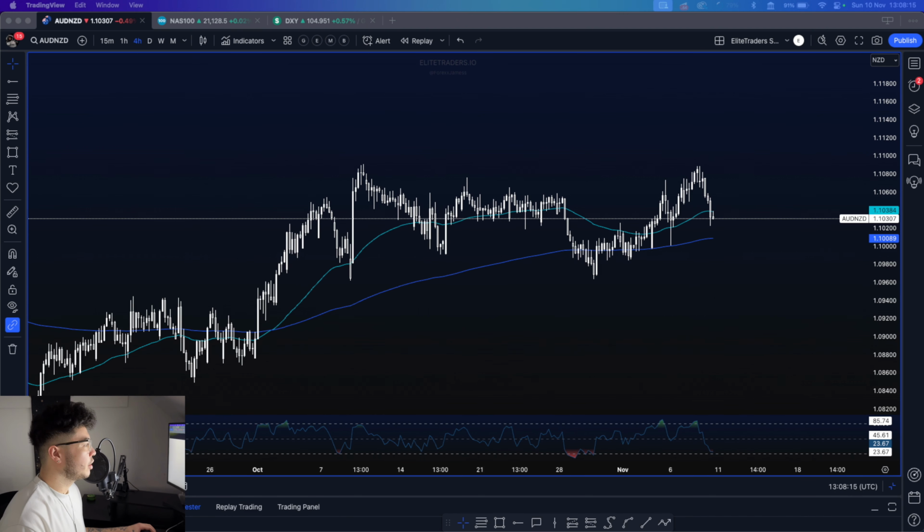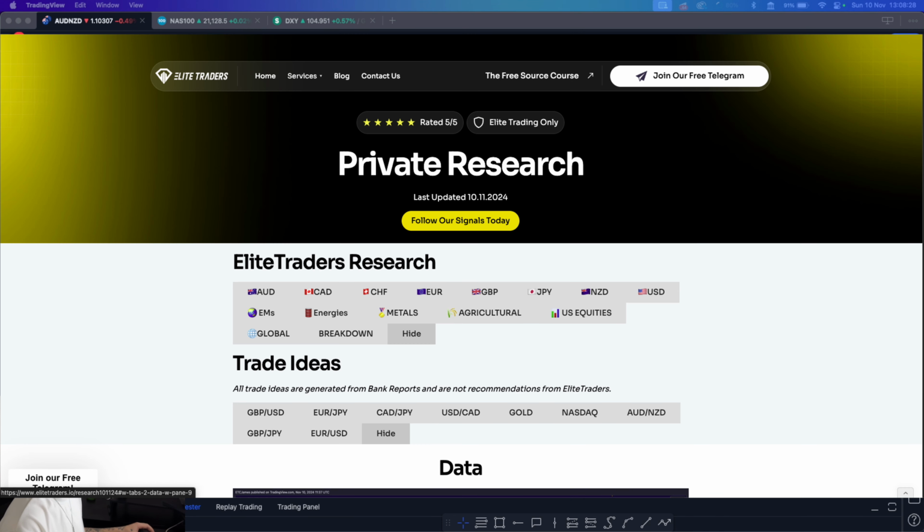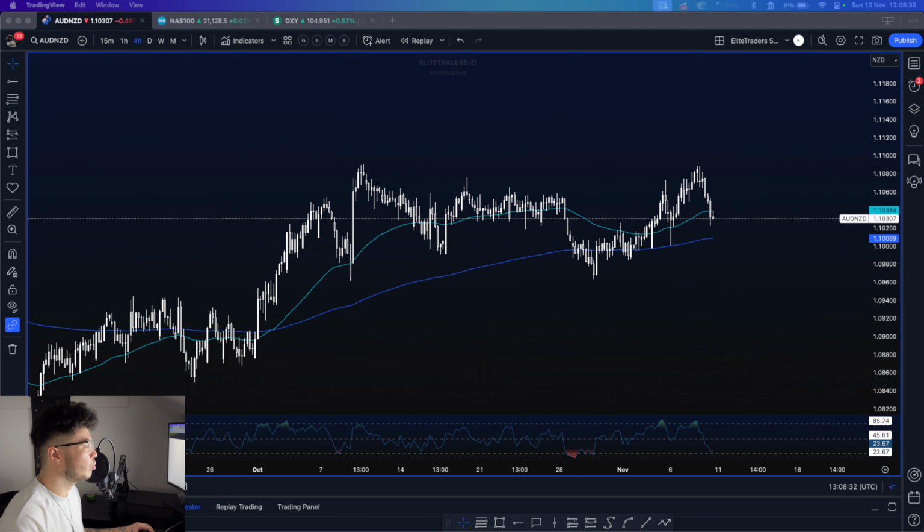Now, just to expand on the agricultural side a little bit. This is essentially what you see when I bring up these points, whether it's the fundamental basis or the trade idea reasoning. It's from our private research on the Elite Traders website. It's only accessible to members. We also give individual research for each currency and the commodities and equities.